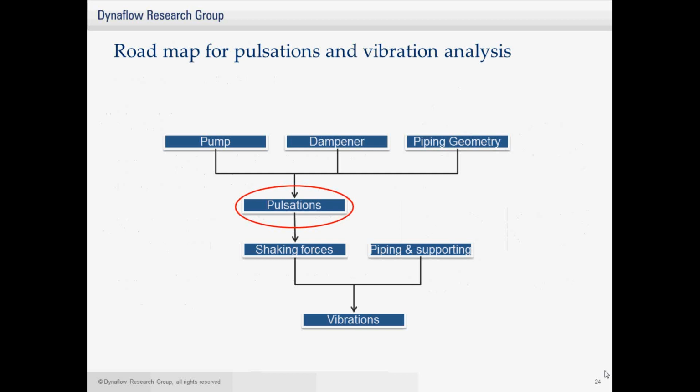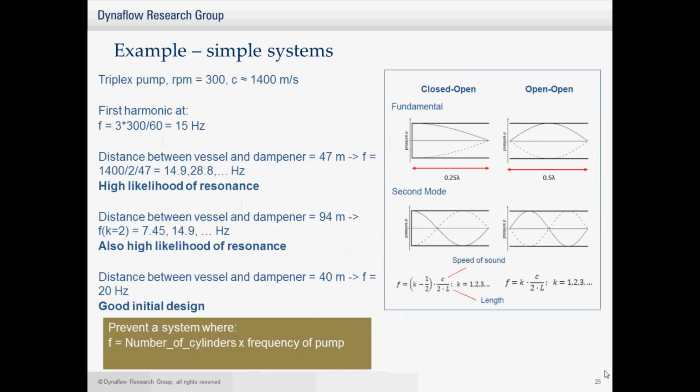So now that we've looked at the pump, the dampener and the piping geometry, how do you put all of these three aspects together to come up with a final pulsation level in our systems? We'll look at that now. For simple systems, we can use the equations on the right for a closed-open and an open system and come up with some estimation of whether acoustical resonance can occur in your system.